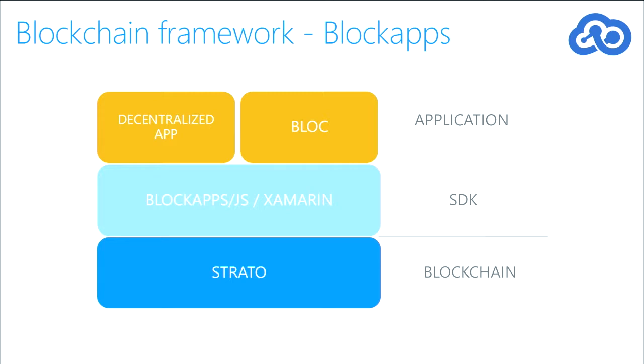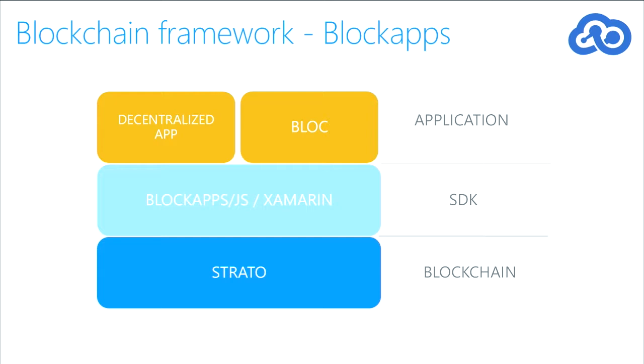So when we're talking about building something on top of BlockApps, at the foundation level, the blockchain we're going to be using is Strato. You can think of BlockApps as basically having two different SDKs. You can see them on the slide here. The one in the middle says BlockApps/JS, and then it has /Xamarin.